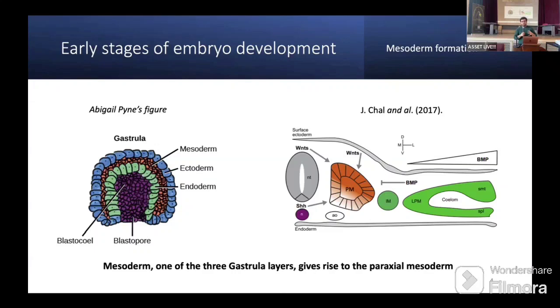So this mesoderm layer will be segmented during development and will have different sections. The first section will be the paraxial mesoderm, which is the closest to the neural tube. Then we have here the intermediate mesoderm and the lateral plate mesoderm. So our interest will be on the paraxial mesoderm, which is here.